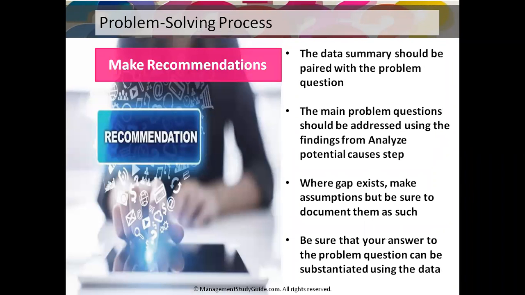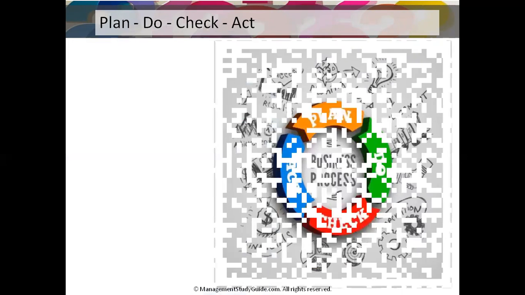Then, draw conclusions and make recommendations. The data summary should be paired with the problem questions. The main problem question should be addressed using the findings from the analyzed potential causes step. Where gaps exist, make assumptions, but be sure to document them as such. Be sure that your answer to the problem questions can be substantiated using the data.